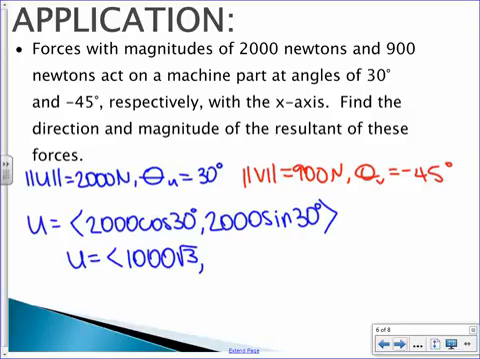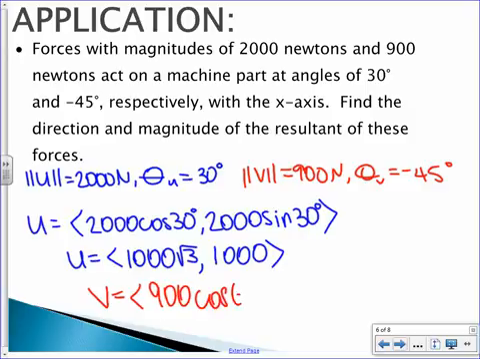Okay. And then the sine of 30 degrees would be what, Grant? 1/2. Okay, times 2,000 would be 1,000. Vector v. To find its horizontal component, we'll take 900 times the cosine of negative 45. And to find its vertical component, we will take 900 times the sine of negative 45.